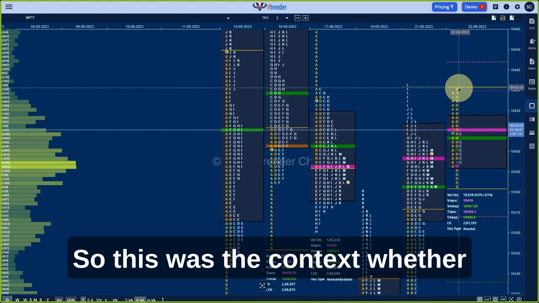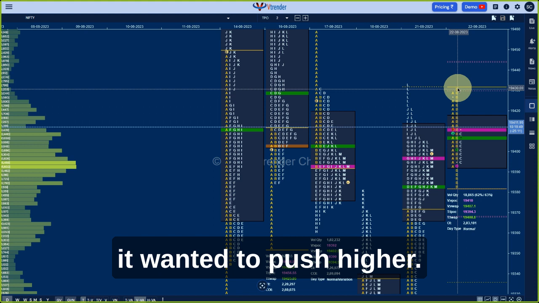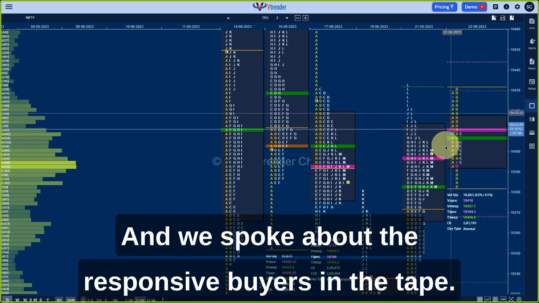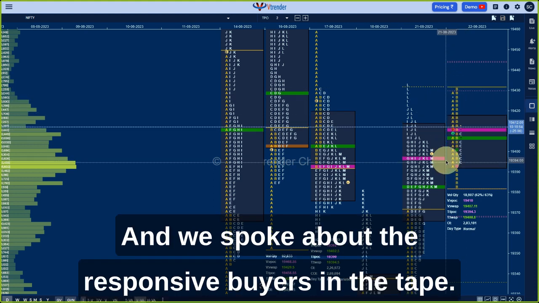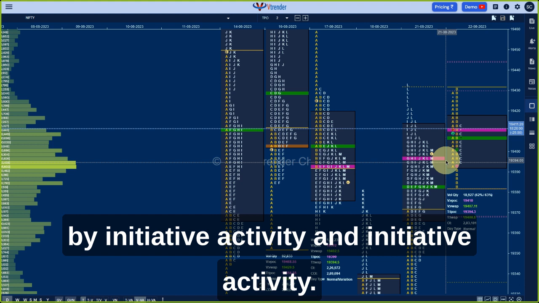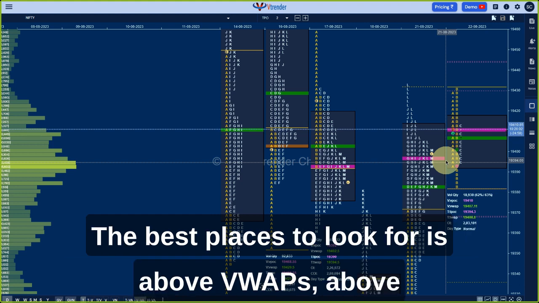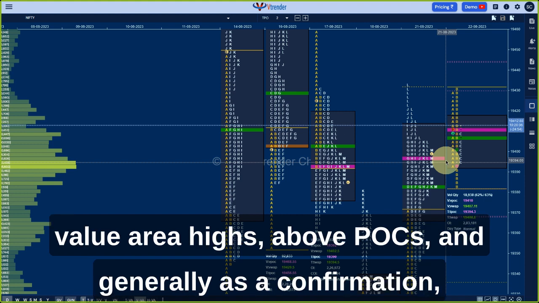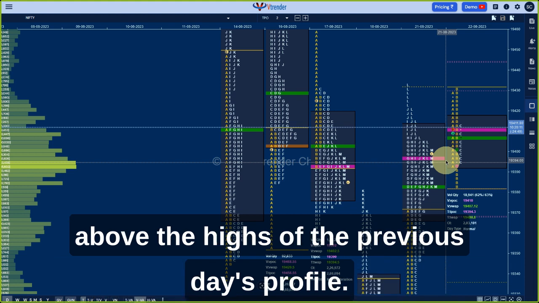So this was the context whether it wanted to push higher. And we spoke about the responsive buyers in the tape, but responsive activity should be followed up by initiative activity. And initiative activity, the best places to look for is above VWAPs, above value area highs, above POCs, and generally as a confirmation above the highs of the previous day's profile.